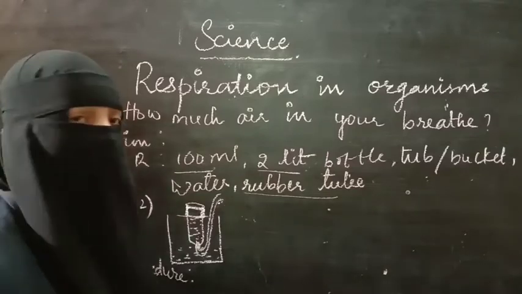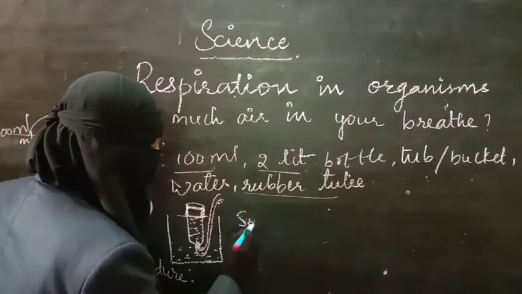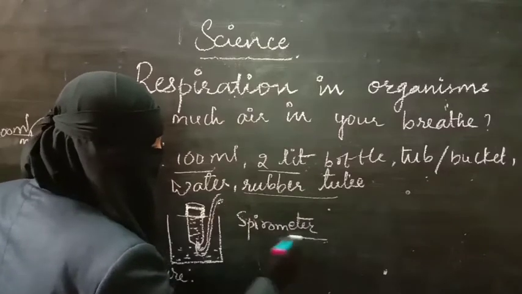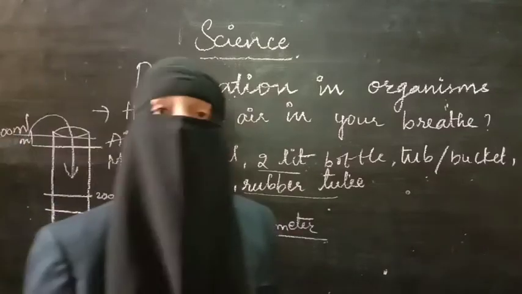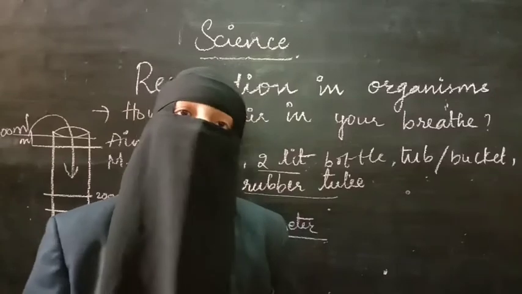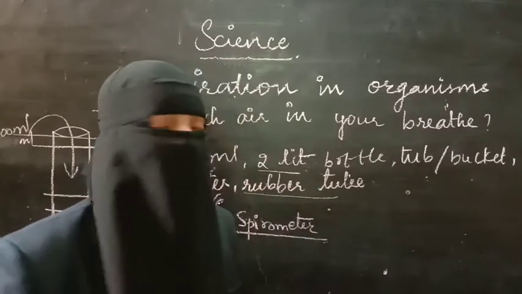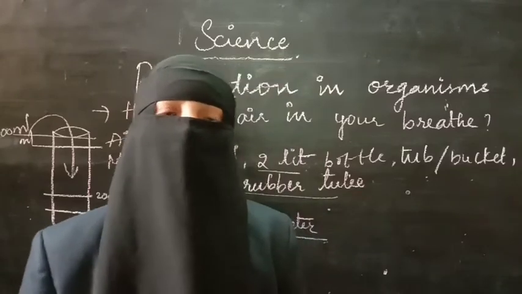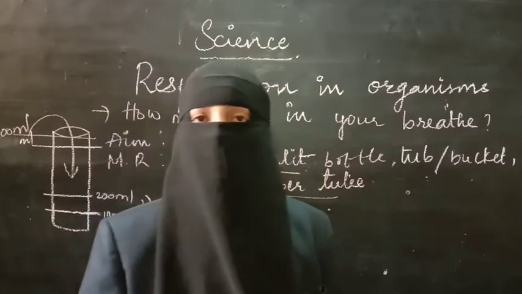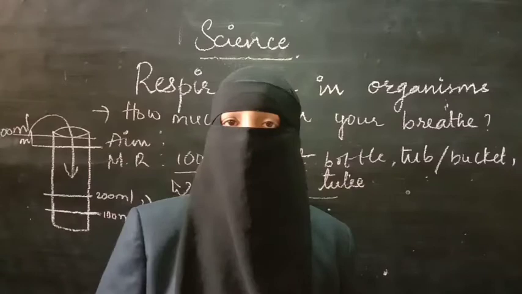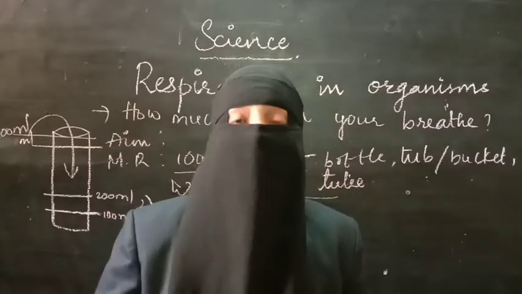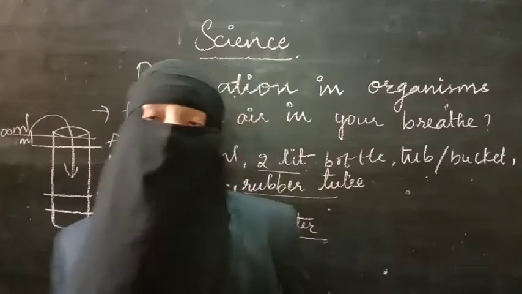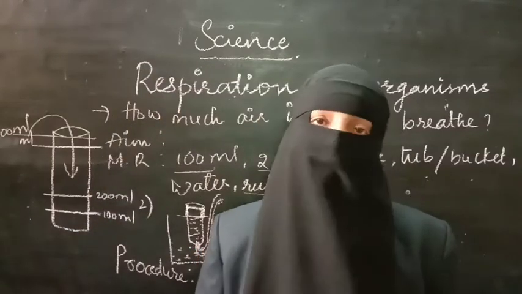And this is how we have made a spirometer. This is nothing but a spirometer, which is used for measuring the amount of air we breathe. How much air we are inhaling or exhaling can be found by using this spirometer. A person suffering with any lung disease or something similar will be advised to check whether the breathing rate, the respiration rate, is correct or not. So we have made a spirometer and we have done our experiment.